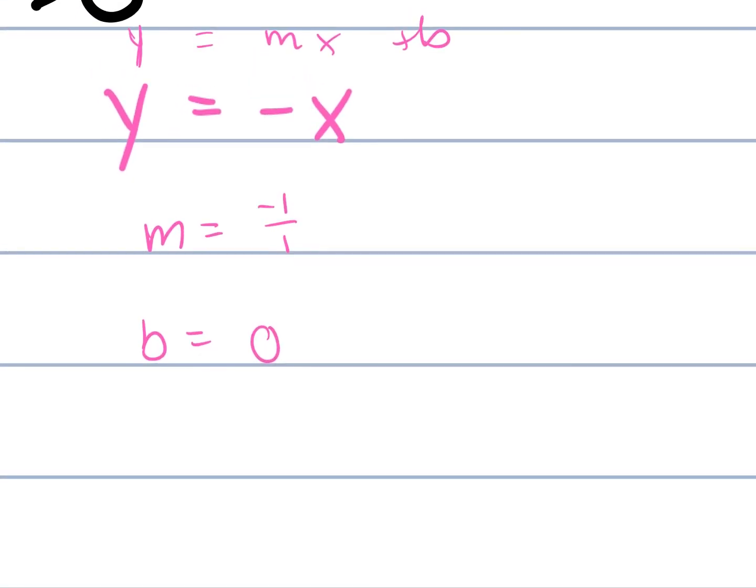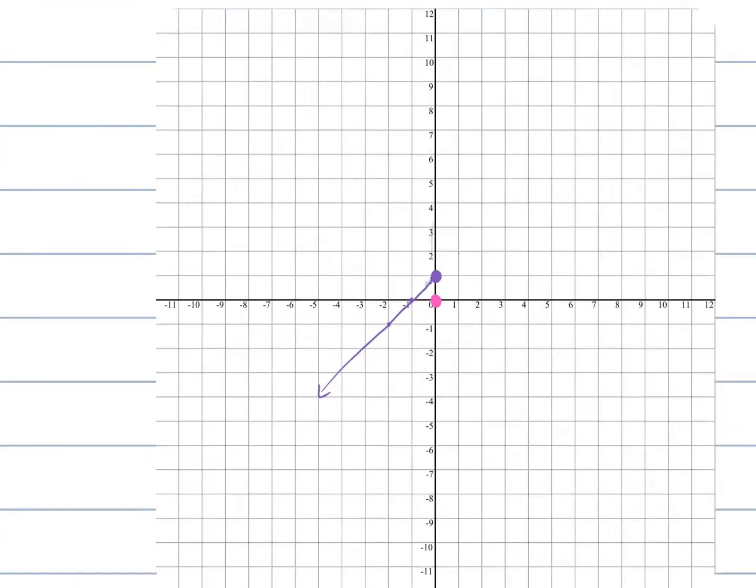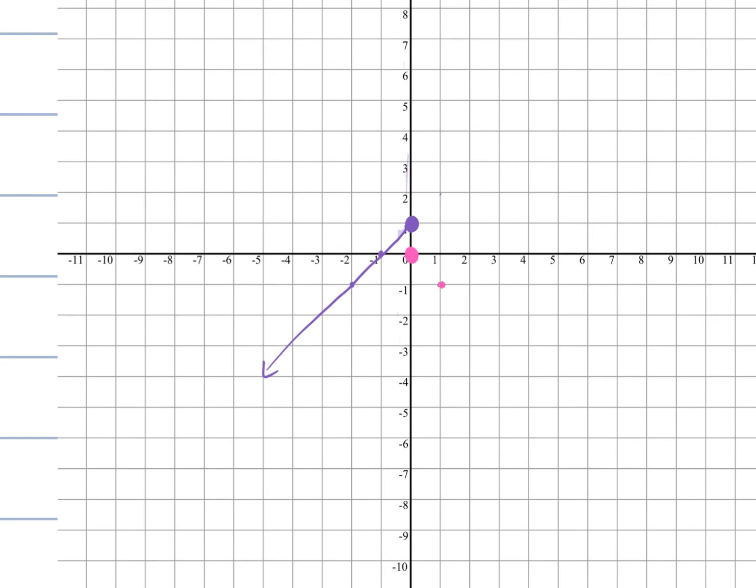How do I put the slope of negative 1 over 1? Down 1 and to the right 1. So I'd go down 1 to the right 1, down 1 to the right 1. And then just connect your dots.